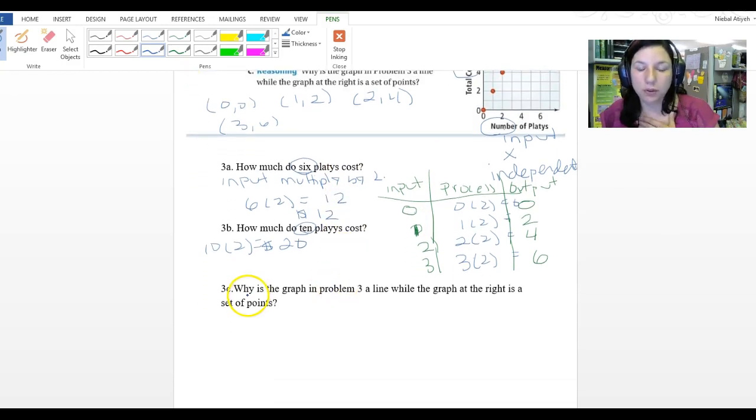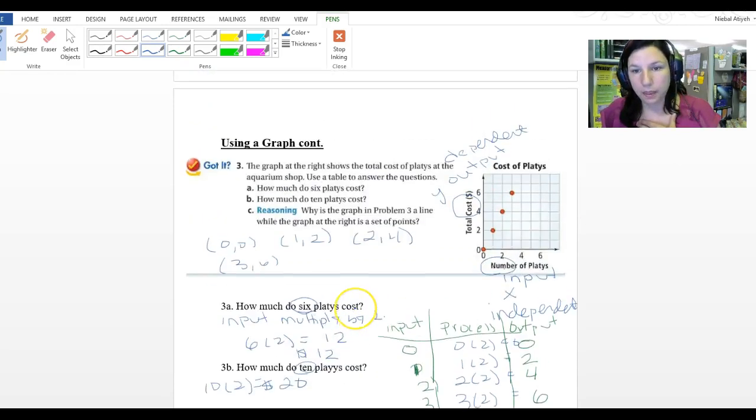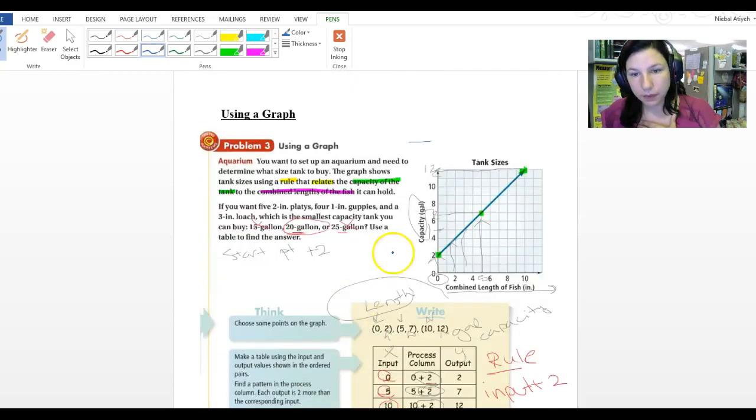All right, and here's another question to think about. Why is the graph in problem 3 a line while the graph at the right is a set of points? All right, so for this one, they didn't just have the points. There's a line that connects them, okay? Which means that any point on this line is correct. It is part of your pattern. So, for example, this is the tank size and how many gallons you have filling it up, right? So if I have a gallon tank and I pour in 1 gallon, right?